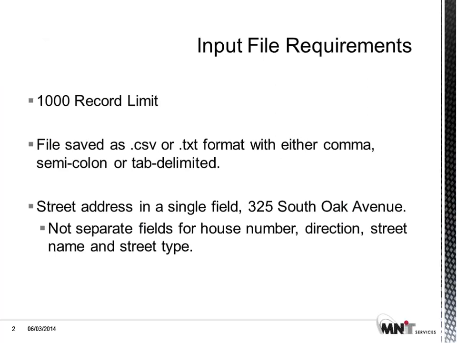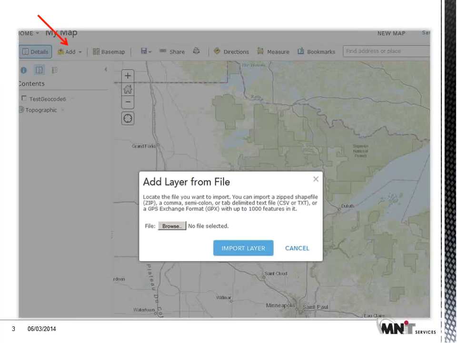And the steps are pretty simple then. You can go into an existing map or create a new map, and there's an Add button up there. One of the drop-down menus on Add is Add Layer from File. It again describes all the limits. You browse to your file and you say Import Layer.